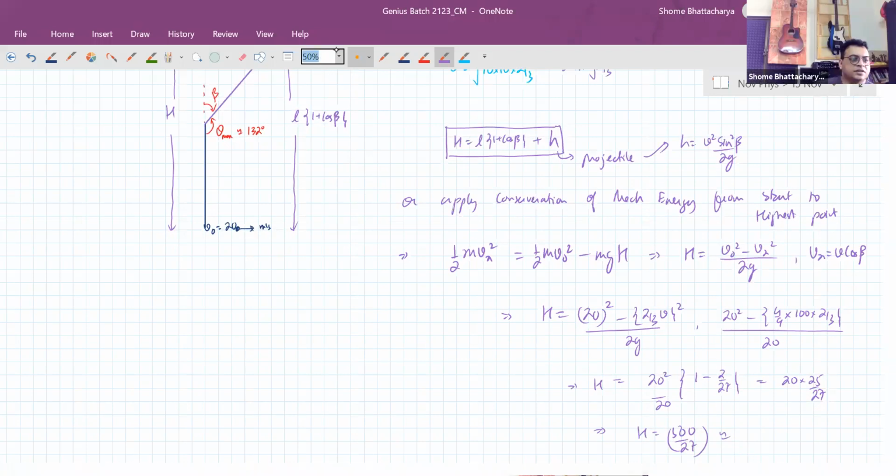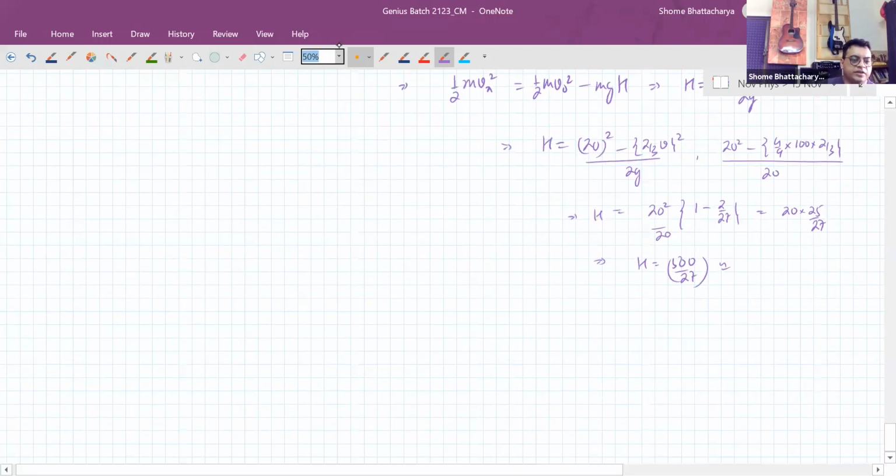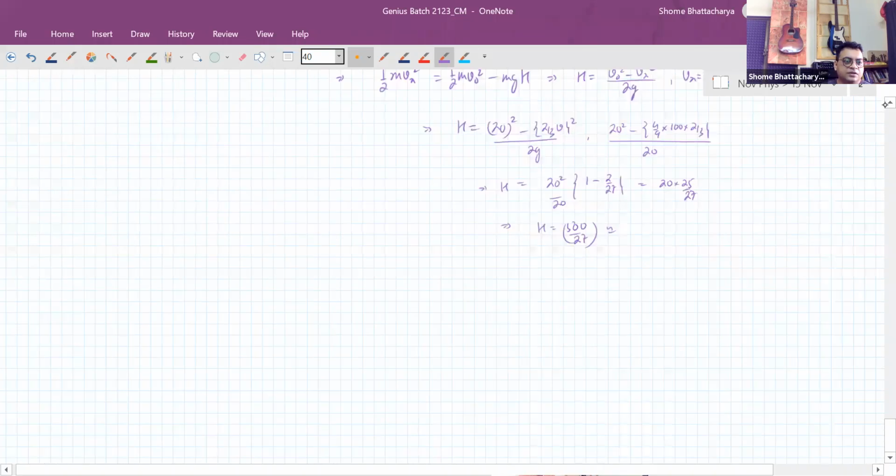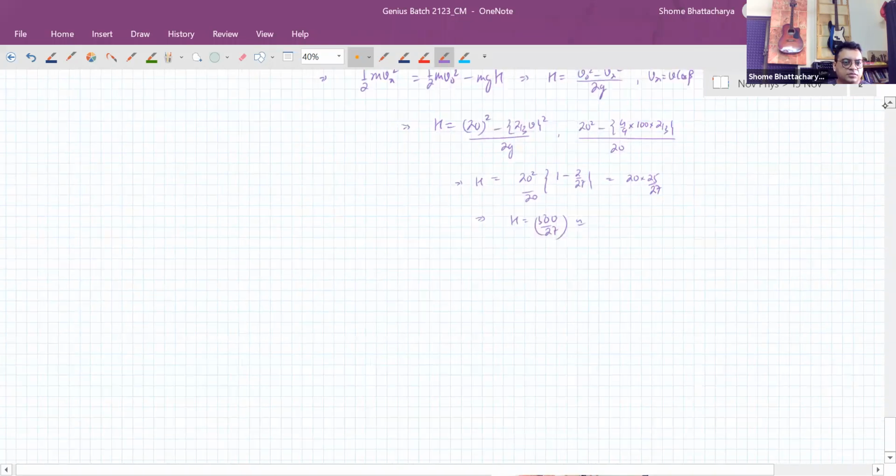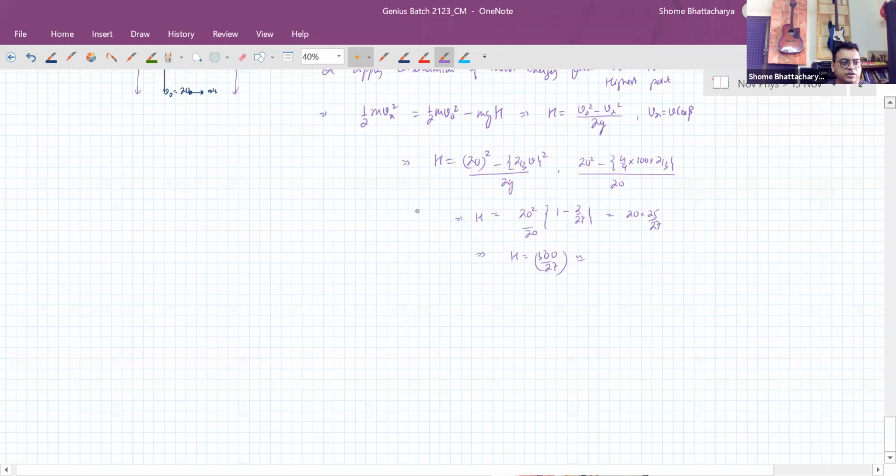So this is a calculation that I'm getting. Just verify it once, and if you separately calculated the projectile's highest point and L1 plus cos beta, you can try it this way also.